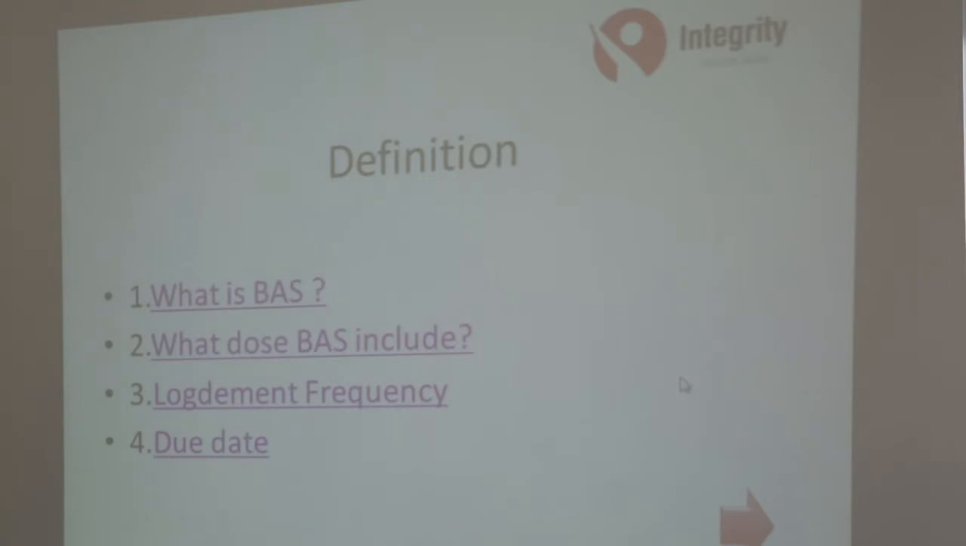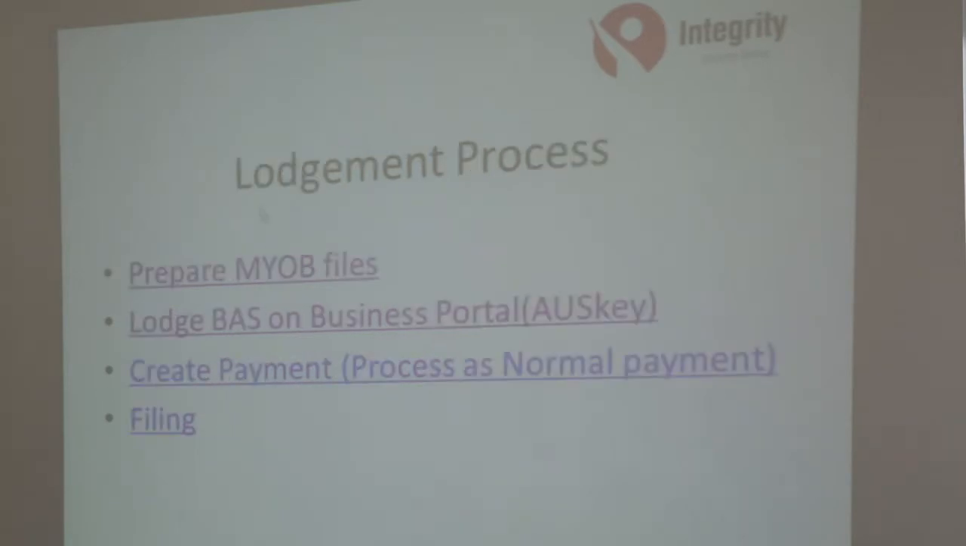So we finished the first part. The next part will move to how to process the BAS lodgement. Generally we have 4 steps. First is preparing the MYOB files. Then when the files and figures are ready, we go to the business portal and lodge it online. And we create the payment in the bank. After that, it's just treated as a normal payment, a normal invoice. And when everything is finished, we file it. All the accounting files need to be kept for 5 years, so we need to keep them.